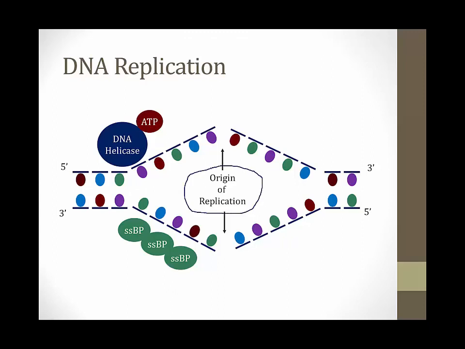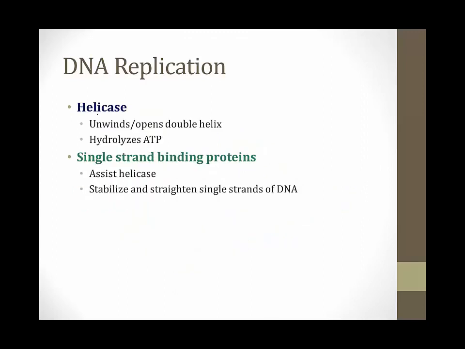The enzyme that separates or unwinds the double strand of DNA is called DNA helicase. It requires ATP to carry out this role. And then there are other important players in separating the two strands called single-stranded binding proteins. They stabilize the single strands of DNA for DNA replication. And I've summarized these points on this slide here. The helicase enzyme unwinds and opens the double helix. It hydrolyzes ATP to carry out this role. Single-stranded binding proteins assist the helicase. They stabilize and straighten single strands of DNA.